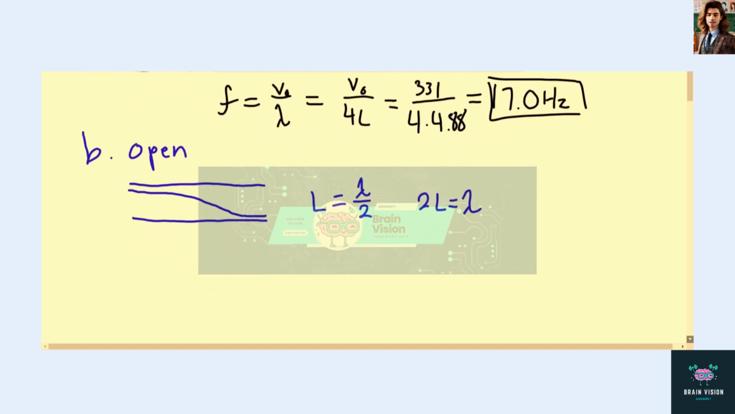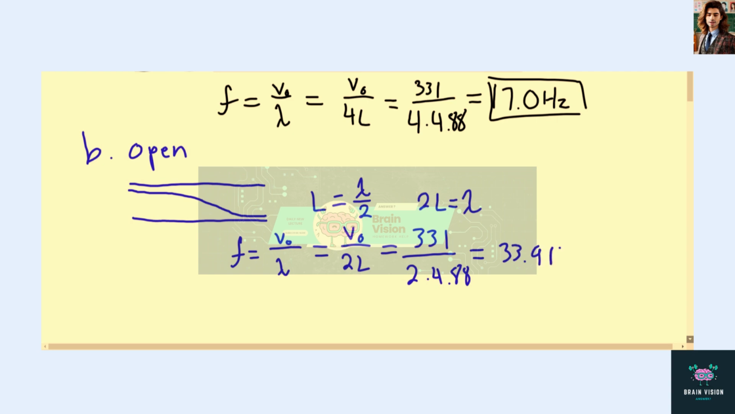We still have that the temperature is 0 degrees Celsius. So we'll use V0 one more time. In this case, the fundamental frequency F is equal to V0 over lambda. But now lambda is equal to 2L. So V0 divided by 2L is equal to F. And then we plug in our numbers. 331 divided by 2 times 4.88. And if you plug that into your calculator, you will get that the answer for part B is 33.9 hertz.